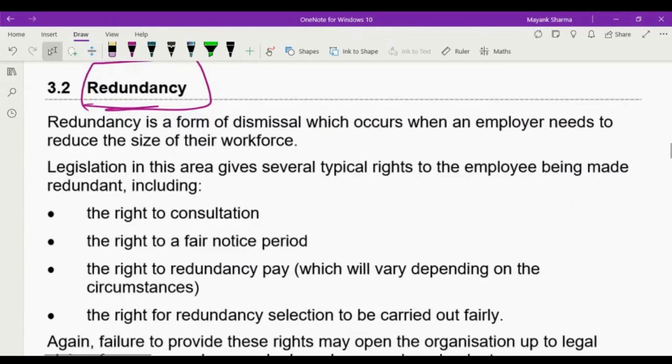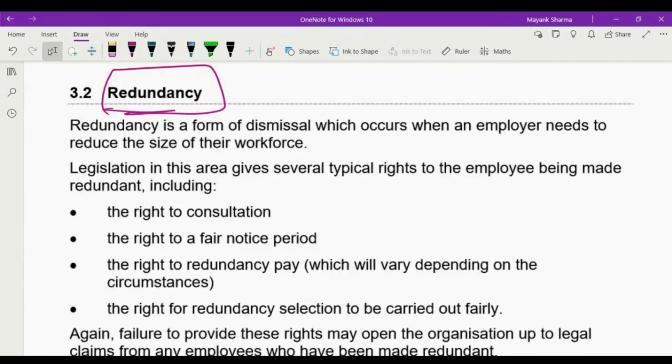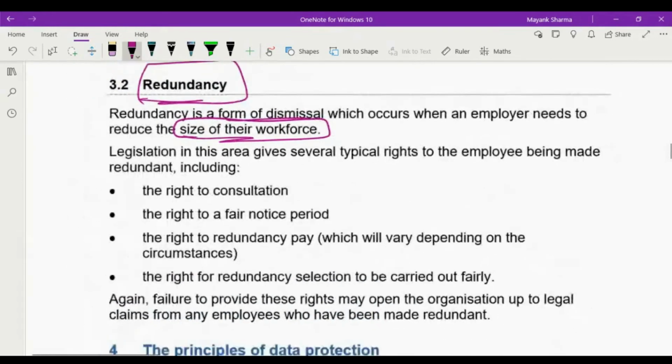What is redundancy? Redundancy is a form of dismissal. Definitely it is a dismissal, which occurs when an employer needs to reduce the size of its workforce, where the workforce is in excess of what is needed, or where you are shutting down some of the business units or branches. Then also you do not need the excess workforce, and you try to cut down the excess workforce. It is a legal form of dismissal.